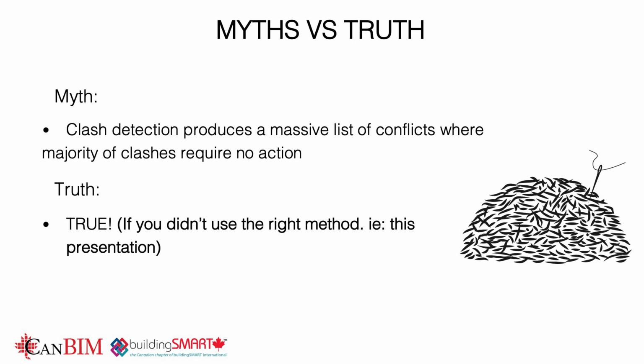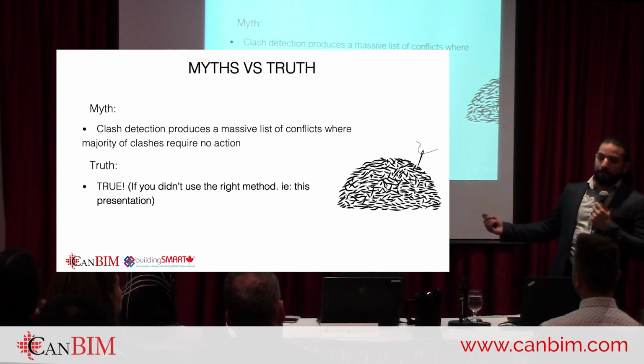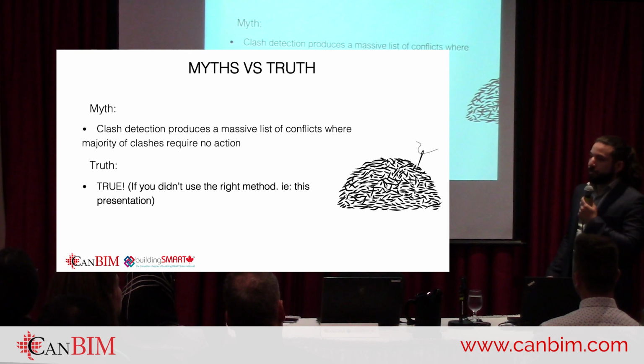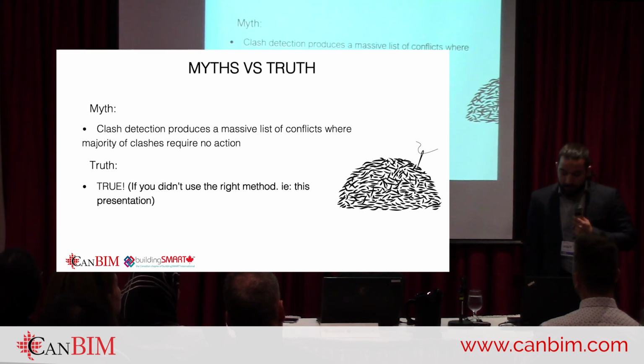Another myth: I've been talking about how there's going to be a lot of clashes, and not all of them are going to be relevant. So clash detection produces a massive list of conflicts where the majority of clashes require no action. So, I have 5,000 clashes, but there's nothing to do about these. And that is actually true if you are not following a process that helps you sort them out, which is what we're going to talk about today, basically.